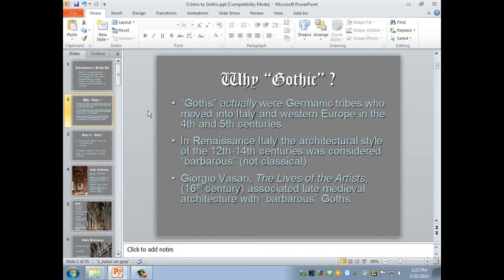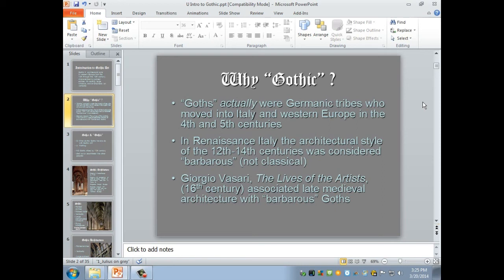Now, why call it Gothic? The Goths actually were Germanic tribes who moved into Italy and Western Europe in the 4th and the 5th centuries. You have the Visigoths and the Ostrogoths. But that's the 4th and 5th centuries.